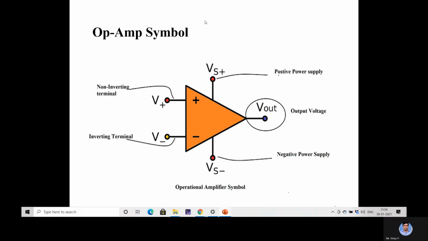Okay, so this is about the op-amp symbol. If I consider the IC741, which is an 8-pin IC, pin number 2 is the inverting terminal, pin number 3 is the non-inverting terminal, pin number 6 is the output, and pin numbers 7 and 4 are used for the positive power supply and negative power supply.